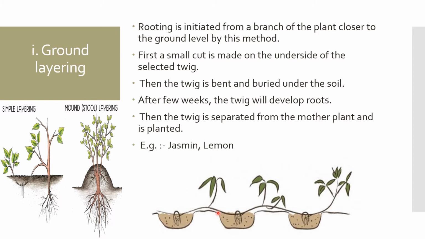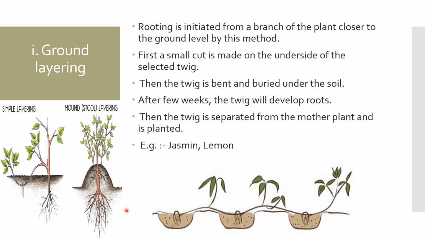So you know that it is very difficult to obtain new plants from plants like jasmine. So this type of method can be used to obtain new plants from the plants that cannot be obtained new plants easily.